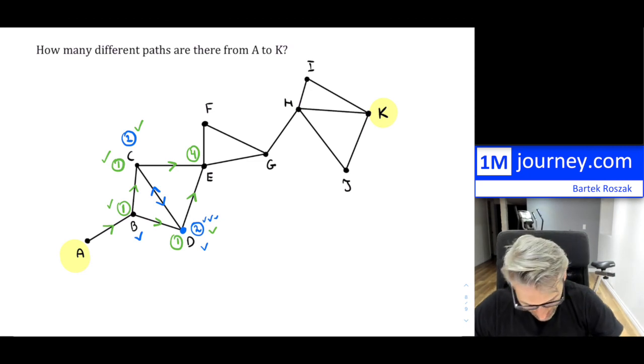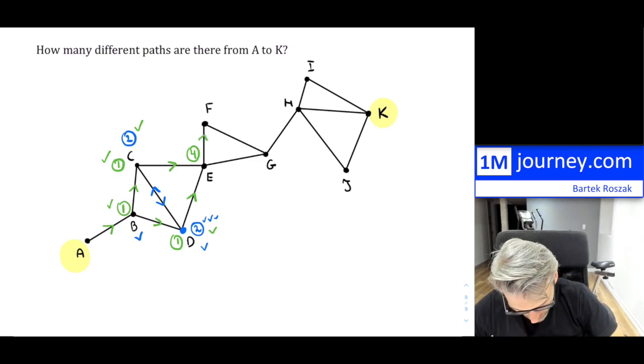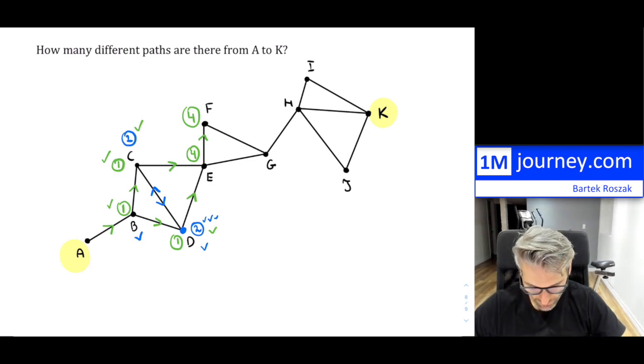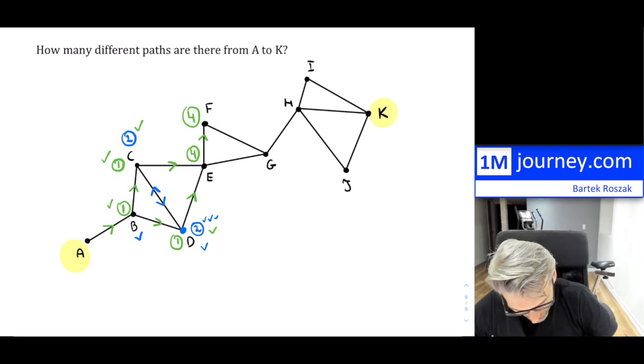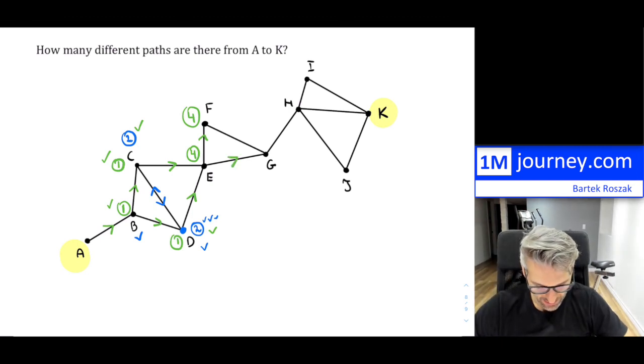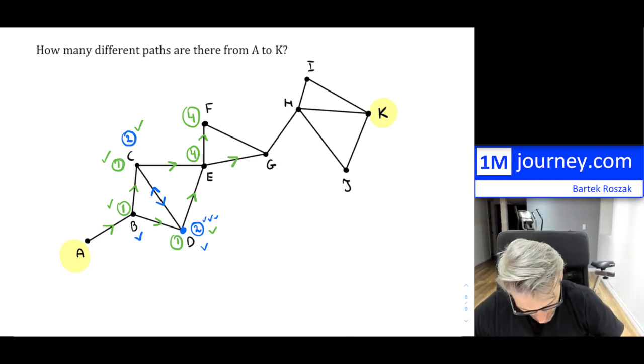And now to get to F, there's only 1 way, so that would have been just 4. That's in this direction. And then that's going in this direction. So that's from E to G. So this is also 4, right? Because it's for this, but it's also going through F. So I have to add up the 2 nodes there. So I'm going to be adding this and this. So now this is going to give me 8.